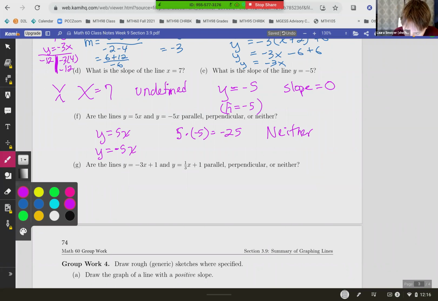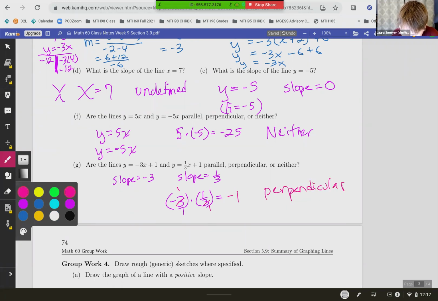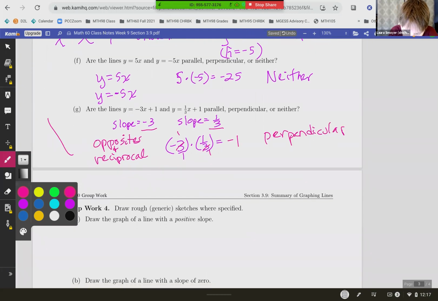And then in the last one, the slope of the first line is -3. The slope of the second line is 1/3. This time, if I multiply those two values together, -3 times 1/3, those 3's cancel out, they divide out to be 1, equals -1. That means the slopes are perpendicular. The other way to think about that is these two values are both opposites and reciprocals. They're going in the inverse direction in two ways, and that makes them perfectly perpendicular. They'll intersect at a right angle of 90 degrees.